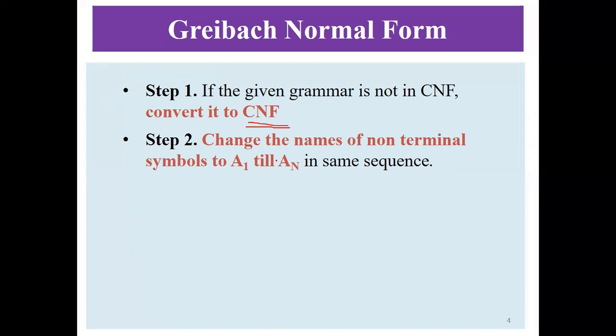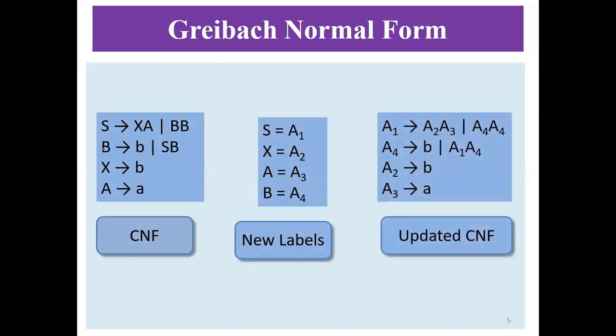The next step is to change all the non-terminal names into sequential order, that means A1 till AN. Let's see how to name the variables. Here the given grammar is in CNF: S tends to XA, and other non-terminal tends to non-terminal non-terminal rules. What is the rule of Chomsky normal form? A non-terminal generates two non-terminals, or a non-terminal generates a terminal. So the given grammar is in CNF, as the first step requires.